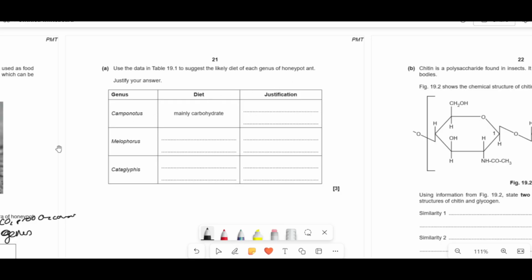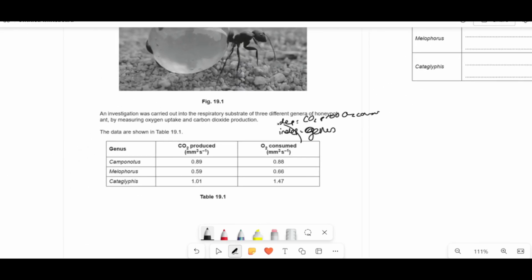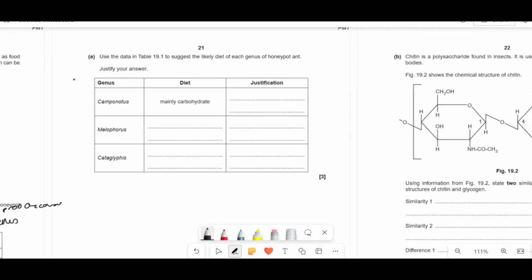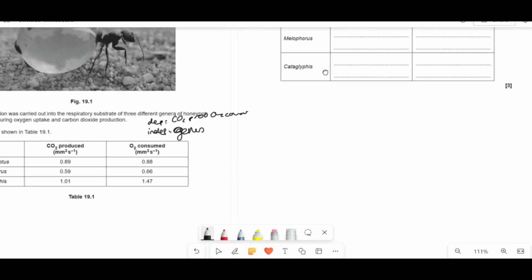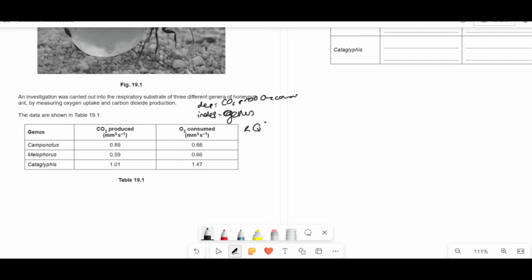So here, to me in this table, because they've given me CO2 produced and O2 consumed, and they're asking me what they're using as their diet, it's screaming to me that we're probably going to have to work out the respiratory quotient for each of these. The respiratory quotient is your CO2 released, its volume, over its O2 consumed. So we're going to work out its respiratory quotient for each of these.